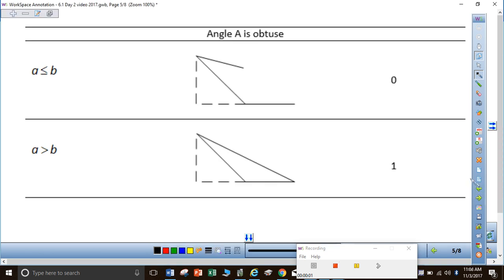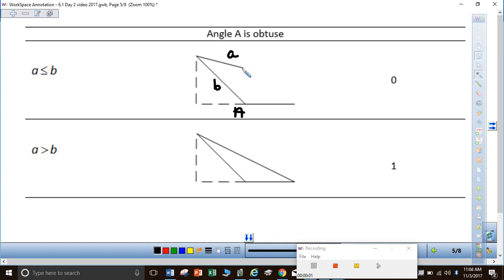Okay, we also have two situations if angle A is obtuse. So let's go ahead and do some labeling here. This would be the given information. Angle A, obtuse, means that it's greater than 90 degrees. Side A, this would be side B. So if side A is less than side B, or even if it's equal to side B, it's another case where it's going to be zero triangles.